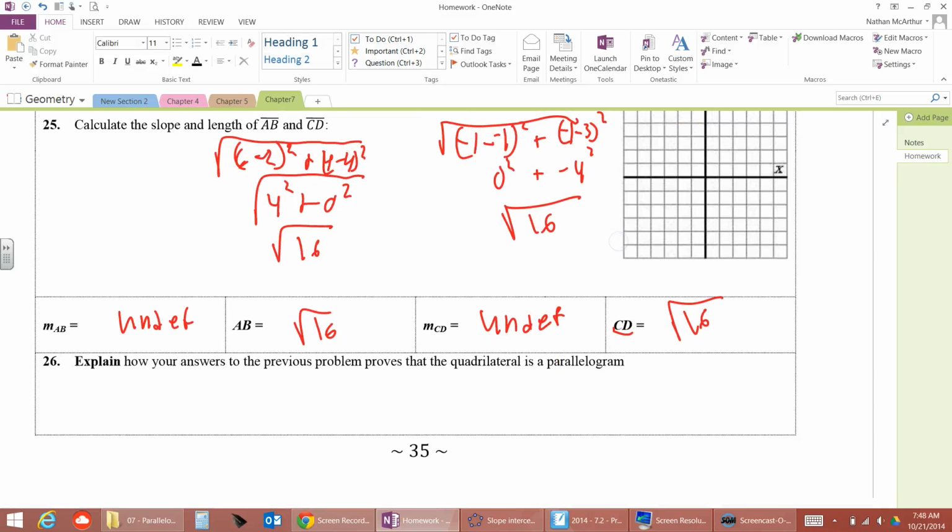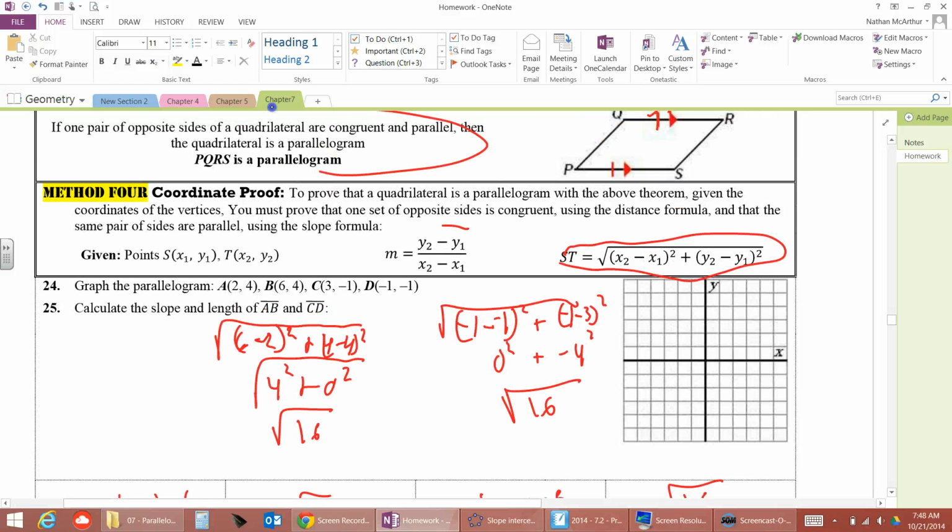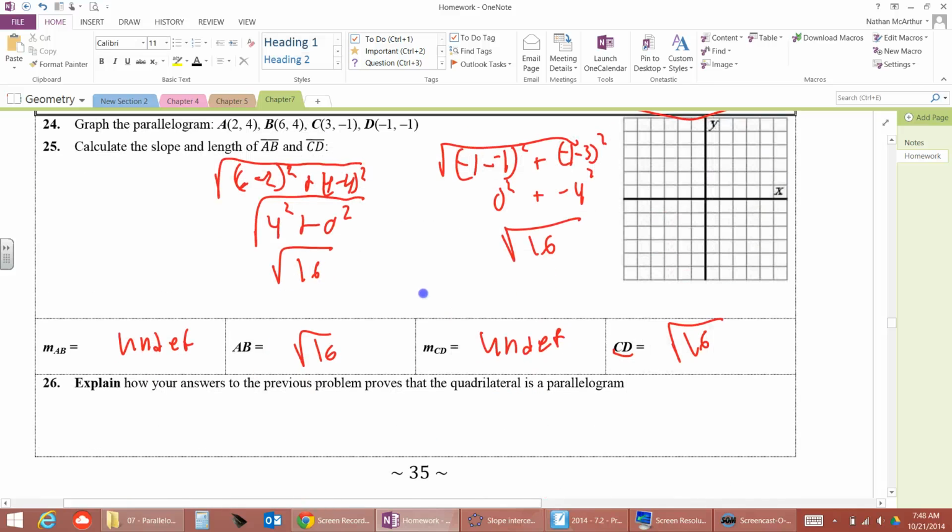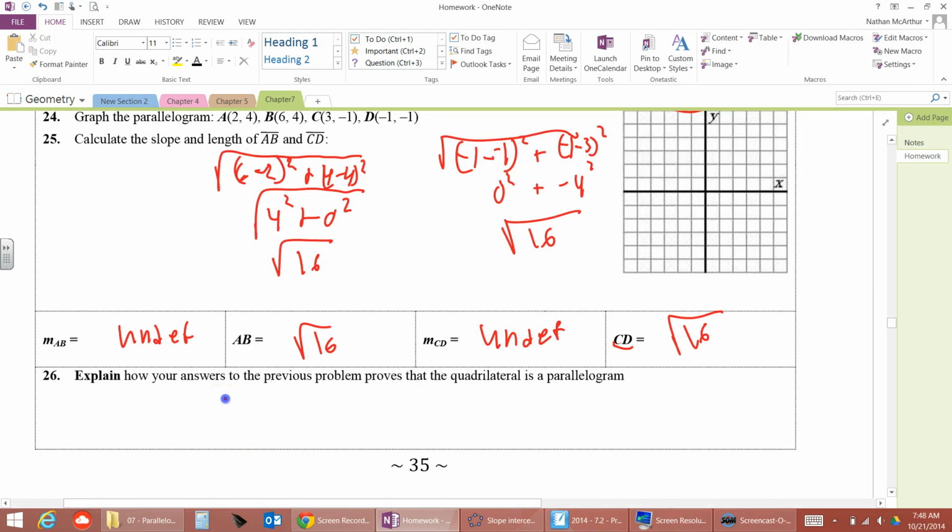So there you go. Explain how your answer to the previous problem proves the quadrilateral is a parallelogram. I say basically this definition over again. I bring this straight down. I say opposite sides are congruent and parallel.